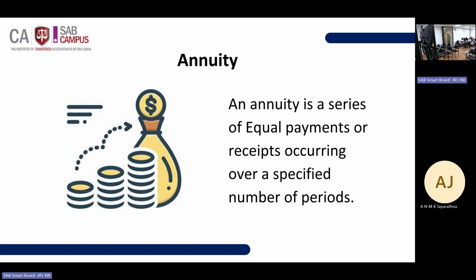Okay, can we start? All good? Okay. So now we'll go to the third category, that is annuity. Third class of the cash flow, that is annuity.